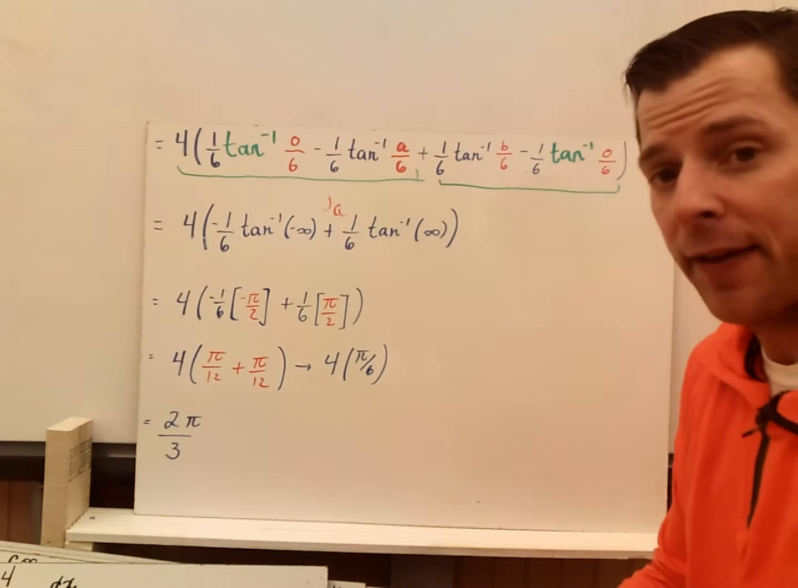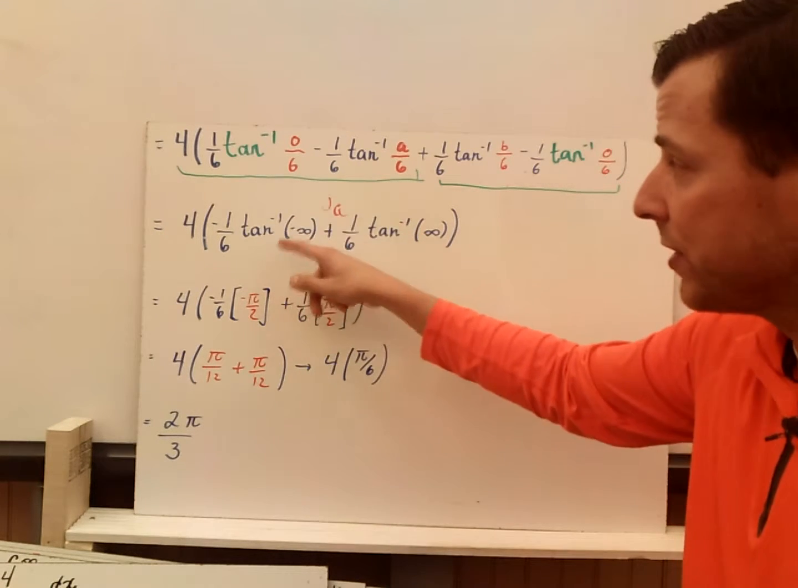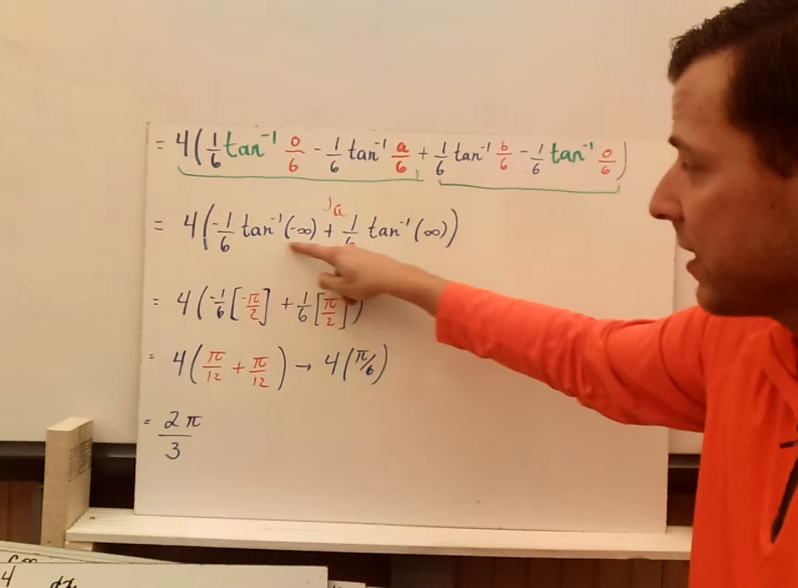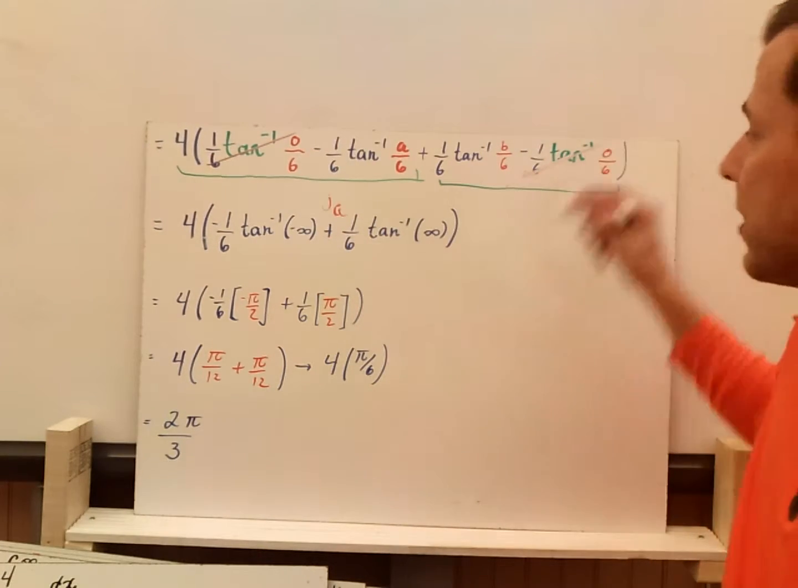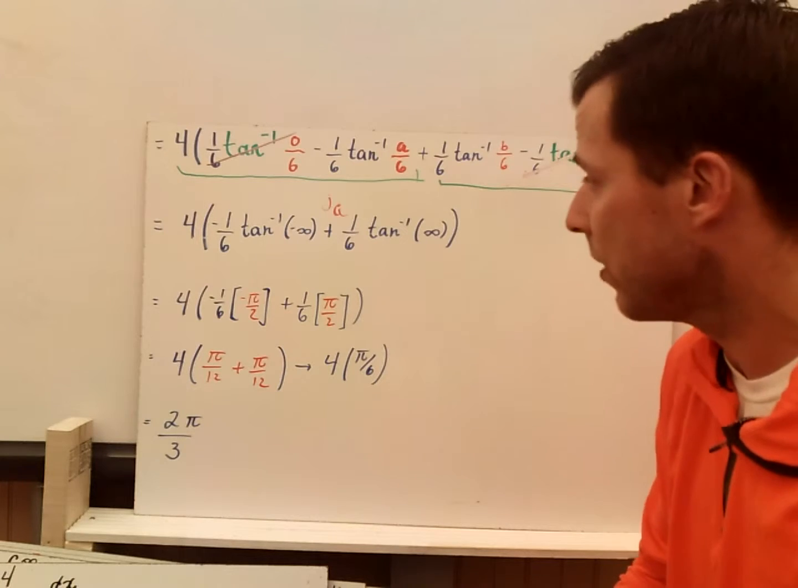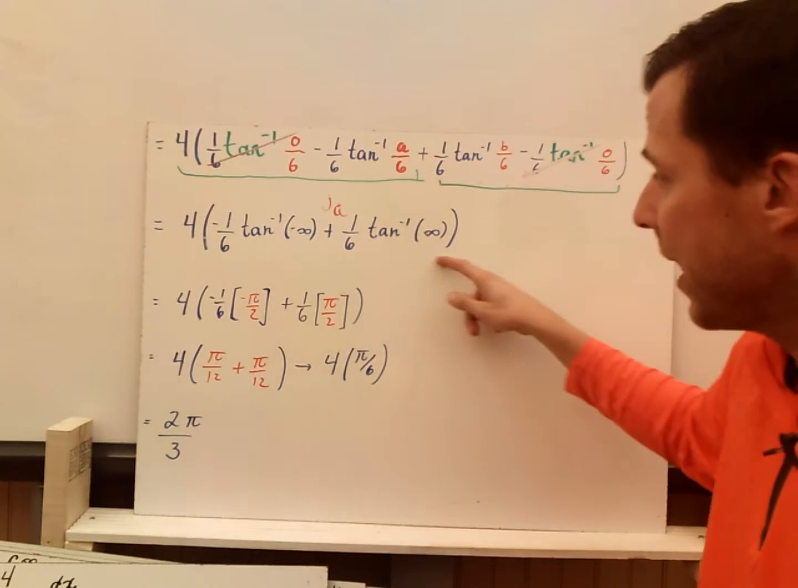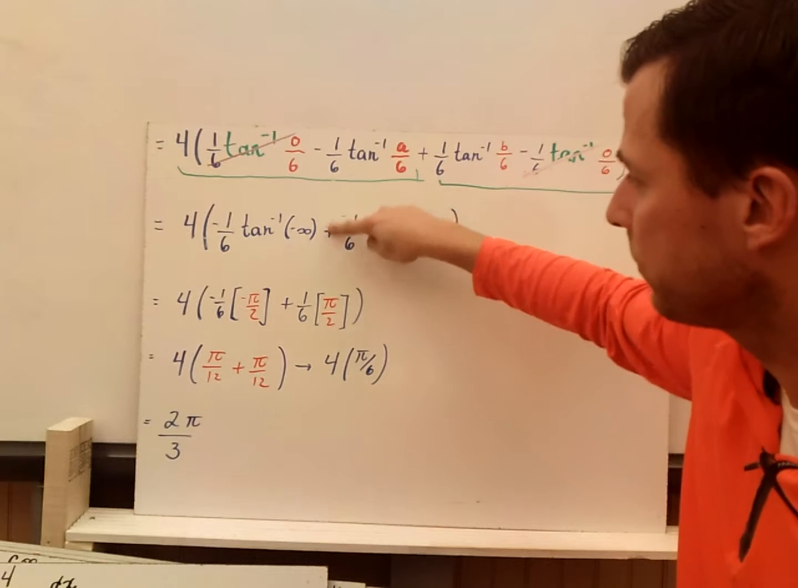Okay, so I go ahead and do that. Now, inverse tangent of 0 is 0, so notice how just the negative 1/6 is here. This is actually going to cancel out, and this is going to cancel out. Inverse tangent of 0 is 0. So here's what I'm left with after the simplification.